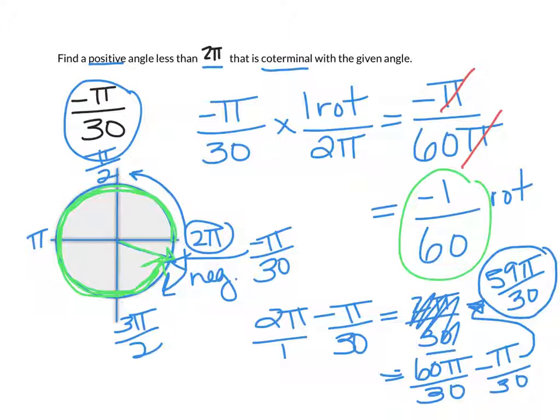In order to subtract these, I have to have like denominators. So I found that 2 pi over 1 is the same as 60 pi over 30. And then I went ahead and subtracted pi over 30 from that, and I got 59 pi over 30.